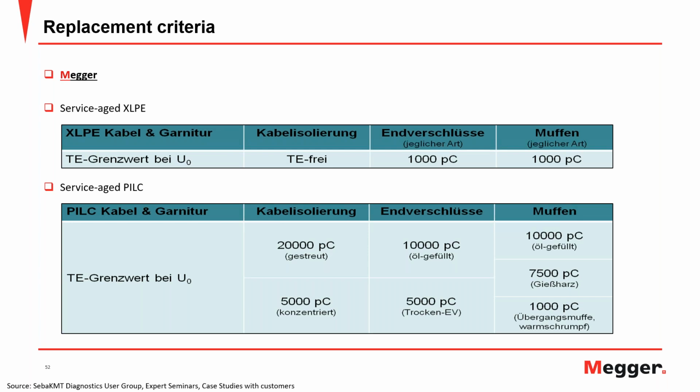New cable PD free. If you have a serviced cable, again, end terminations or splices, the threshold is 1,000 picocoulomb, and for PILC cables, 20,000 PC scattered should be looked into, 5,000 PC concentrated because there might be a dry out or tracking along the paper, and so forth. So we have over the years gathered some good recommendations as well.